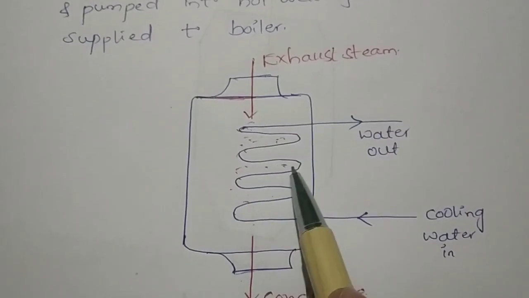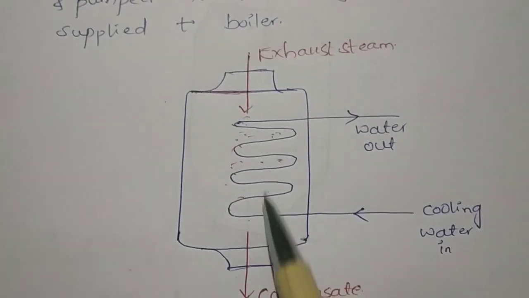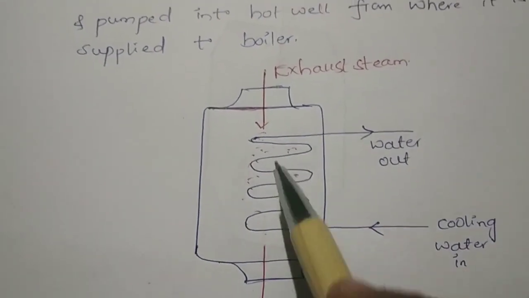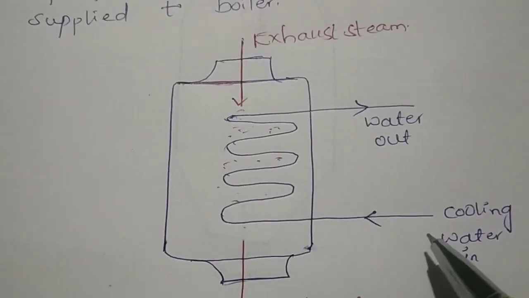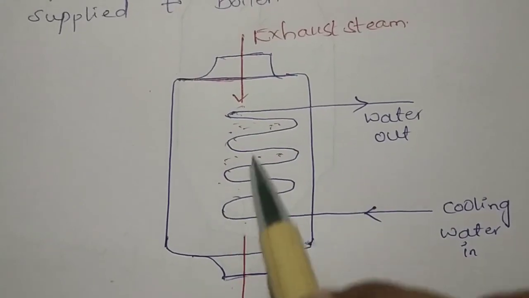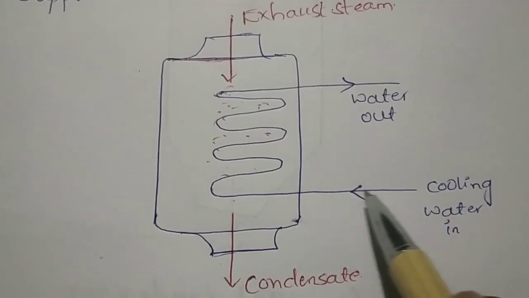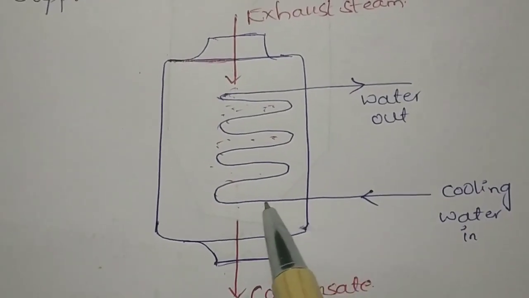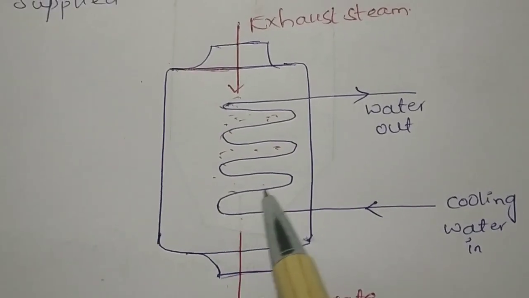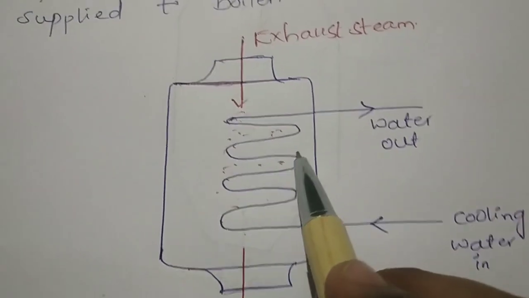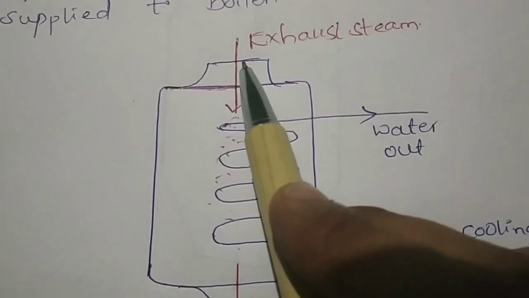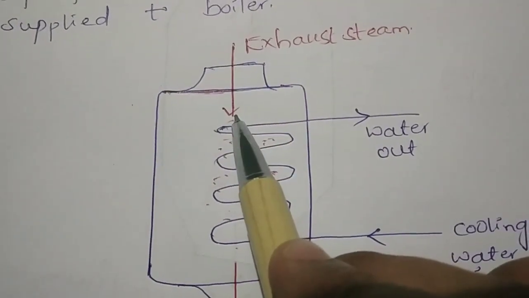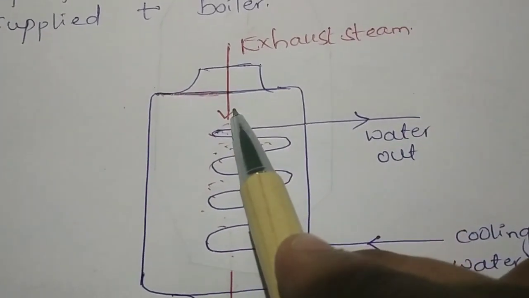These are called a net of tubes. They are arranged in a particular way, so that there is less loss of energy here. Cooling water will be circulated in these tubes. Through the pipes, the cooling water will be sent and circulated in the tubes of this surface condenser. And here from the turbine, the exhaust steam is coming.